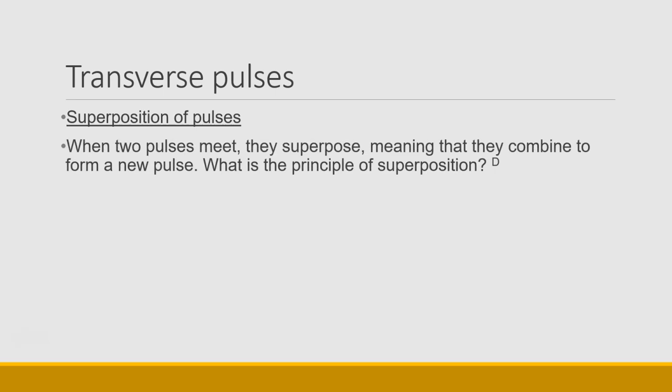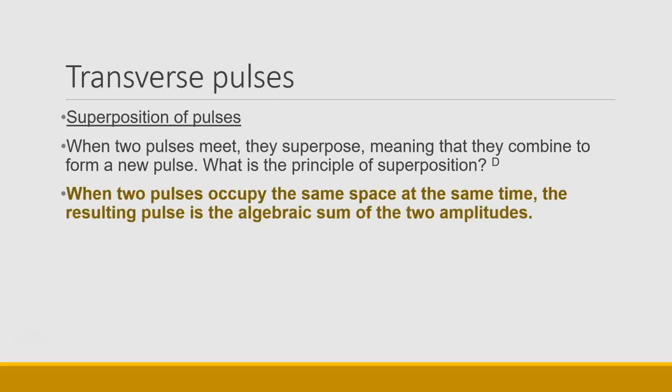Let's now talk about superposition of pulses. When two pulses meet, they superpose, and that means that they combine to form a new pulse. We need to know the definition of the principle of superposition. So you're going to write it down. It sounds a little bit confusing, but then I will clarify it. When two pulses occupy the same space at the same time, the resulting pulse is the algebraic sum of the two amplitudes.